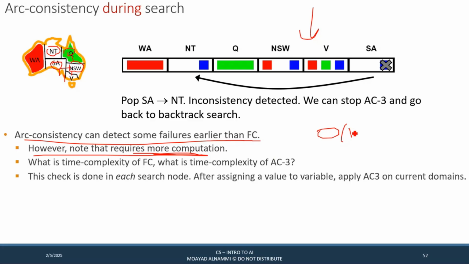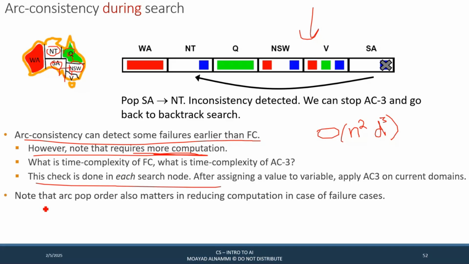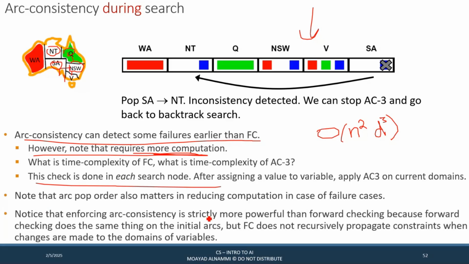In the worst case, we're just going to write an upper bound that's easy for us. It's O(n) squared d cubed, which is the cost of checking the full CSP. The check is done in each search node. So it's strictly more powerful than forward checking.